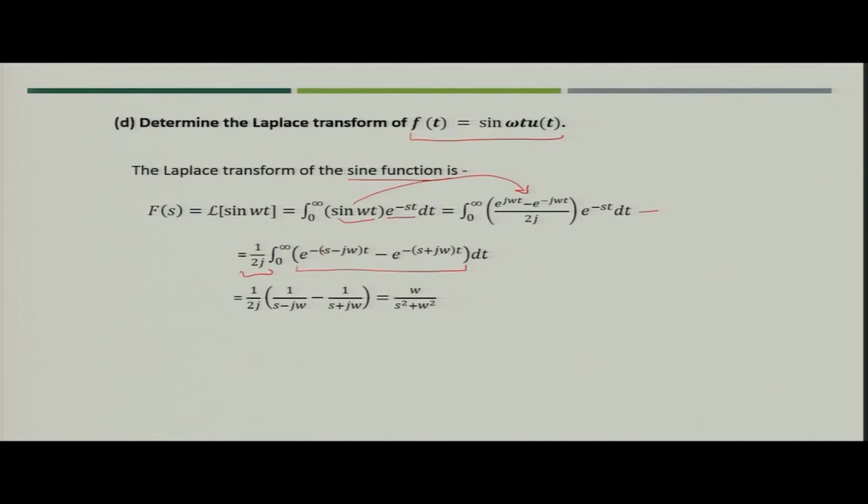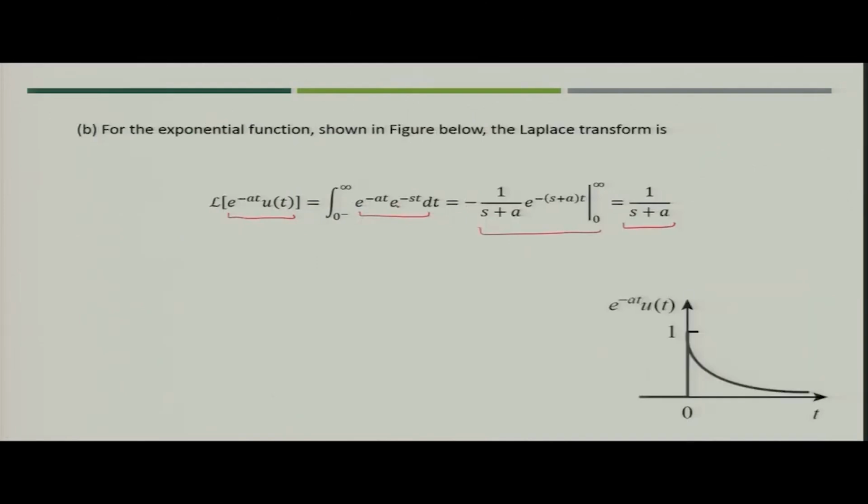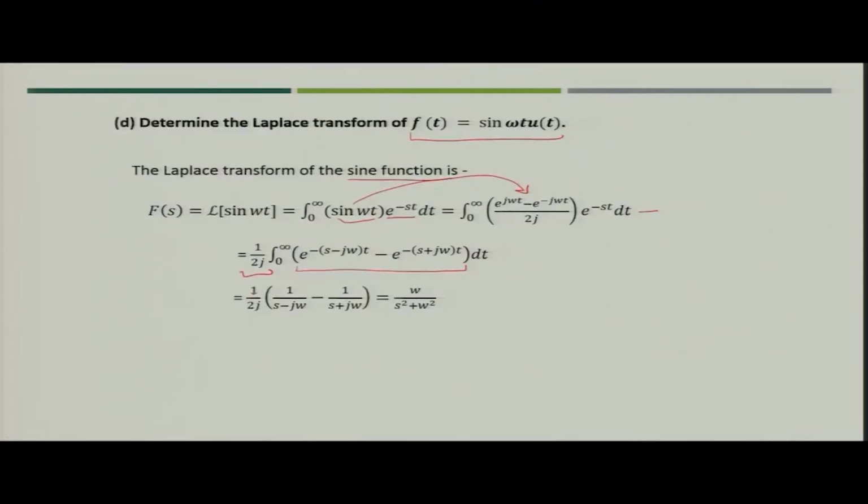So, first is e to the power minus s minus j omega t minus e to the power minus s plus j omega t. Now, we just calculated the value for expressions like e to the power minus a t into e to the power minus s t dt, the value was 1 upon s plus a. So, we will use the same. What we can simply write is that the Laplace of this will become 1 upon 2j, 1 upon s minus j omega minus 1 upon s plus j omega.